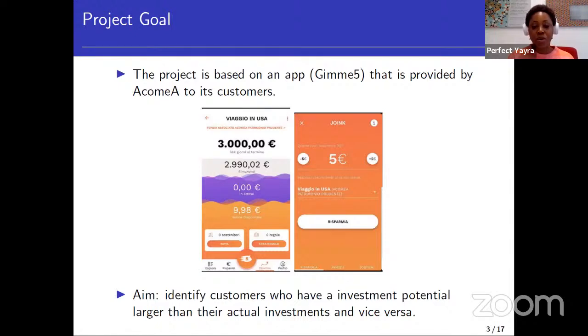Now, let me describe the data. In the data set, we have some users that deposit as low as 30 cents per month. It's not like somebody actually sends 30 cents, but on the average, if we divide by the number of years somebody has been a customer, people save as little as 30 cents a month, and people can also save as much as 142 euros a month. Given this, the aim of the project is to identify customers who have their investment potential larger than what they're actually doing. So, for instance, we want to see if customers who are saving 100 euros can actually do more than 100 euros. We try to estimate this investment potential.